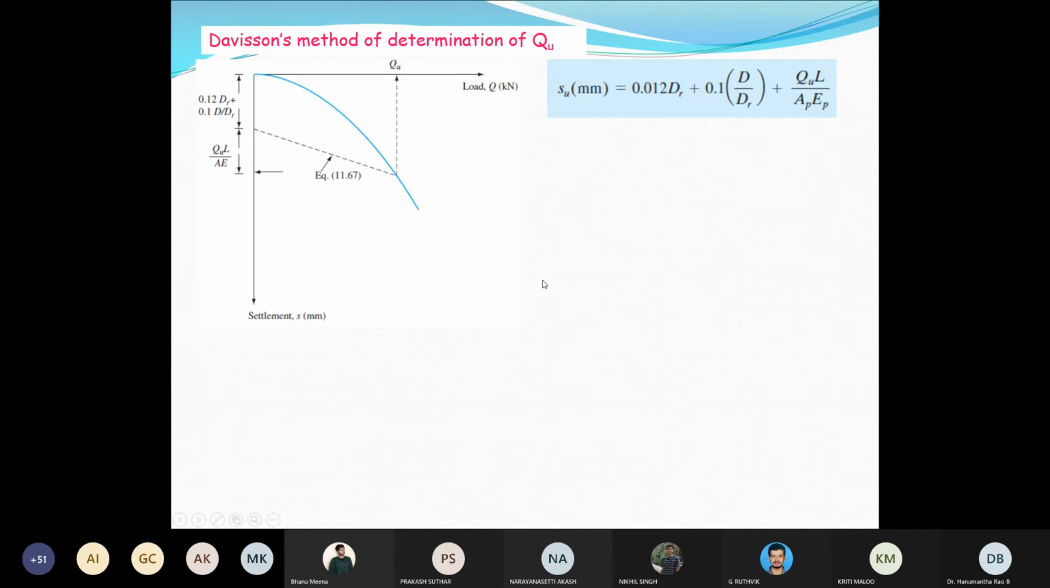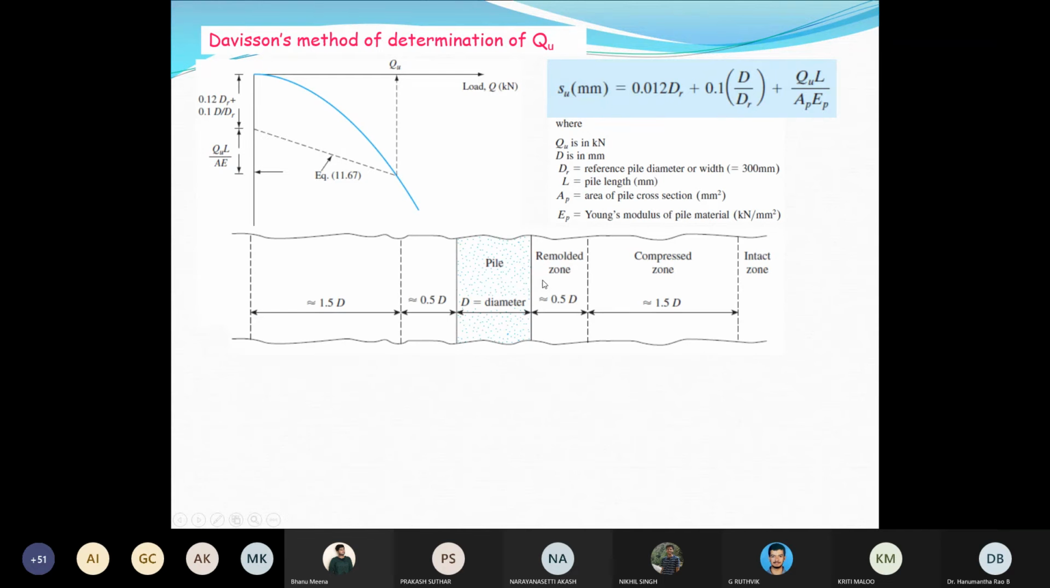There are some formulas also given. You can use, for example, Davison's method. Davison has proposed an empirical equation to determine the settlement. Suppose your load versus settlement curve is an ill-defined curve. In this case, he has interpreted it like that, and you can use this equation.